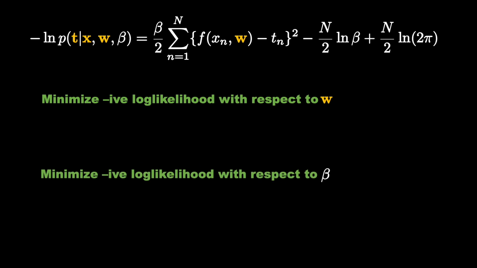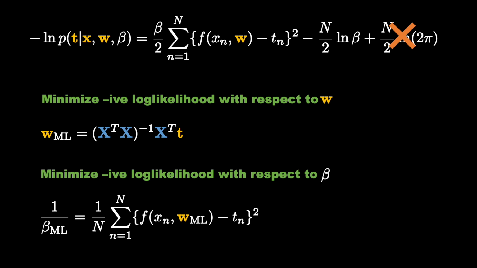The second term and the third term do not have w's in them. When we minimize with respect to the weight vector, we can cancel them. They will just go away, and we can see that the solution is identical to what we got for linear regression. The only difference is that I'm using W subscript ML instead of W star.